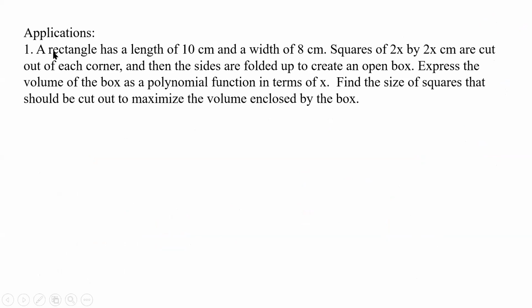Now, this one says a rectangle has a length of 10 centimeters and a width of 8 centimeters. And what we're going to do is we're going to cut out squares of 2x by 2x on each corner. And then the sides are going to be folded up to create an open box. And we want to express the volume of the box as a polynomial function in terms of x. So that's the first thing. And then we want to find the size of squares that should be cut out to maximize that volume enclosed by the box. So let's draw what we have so far.